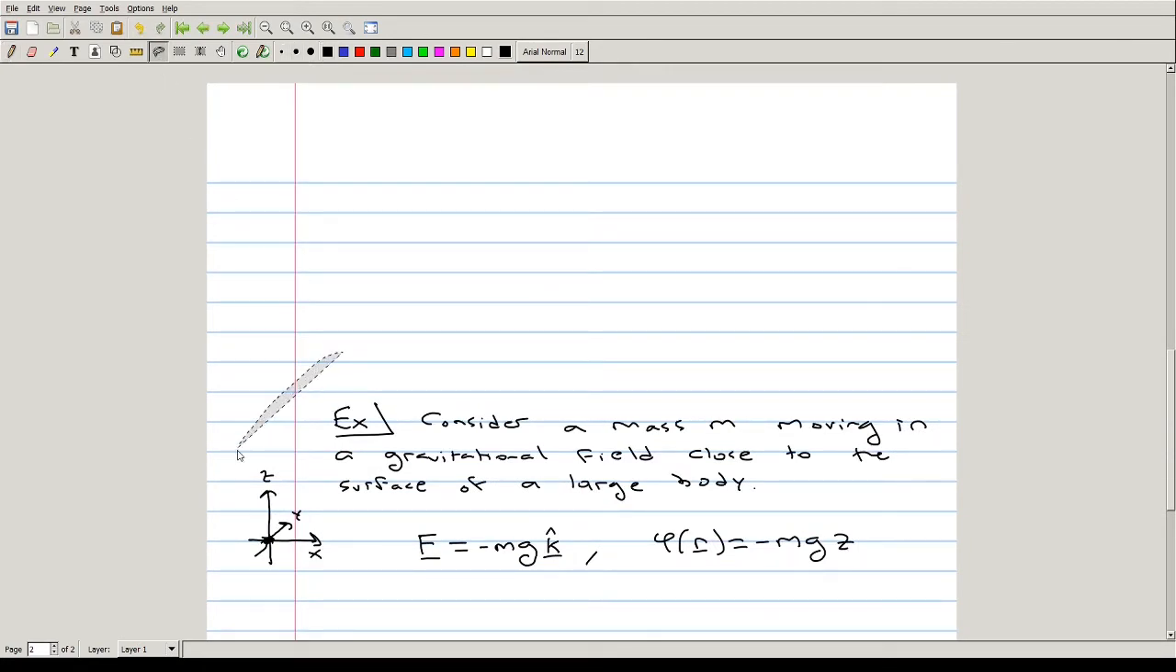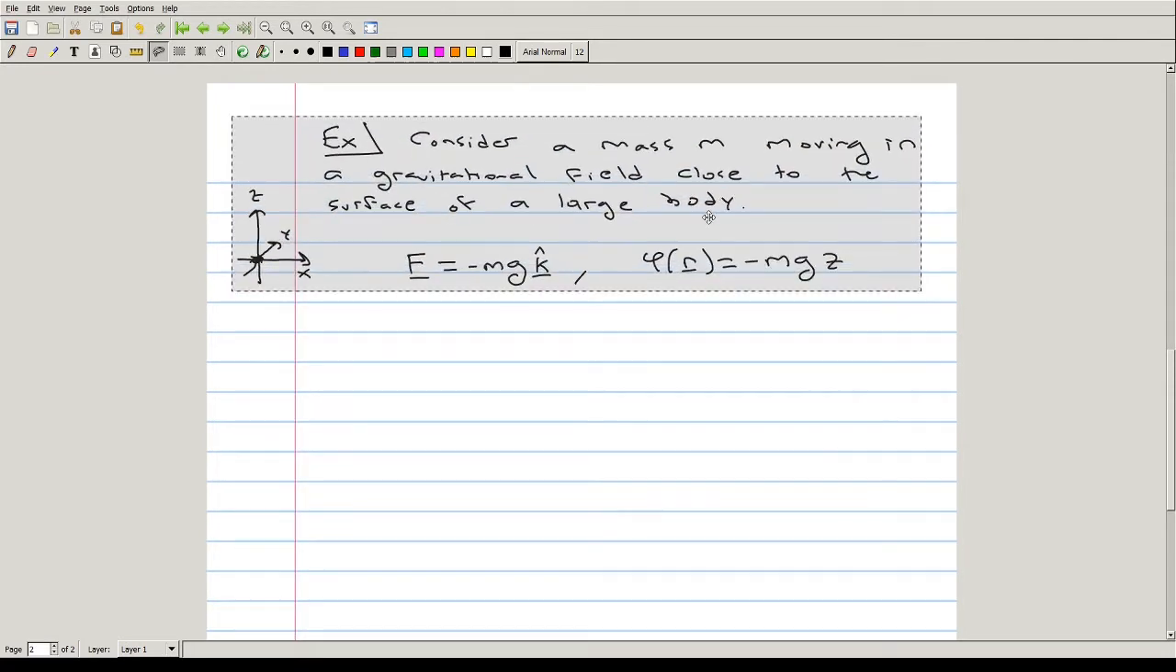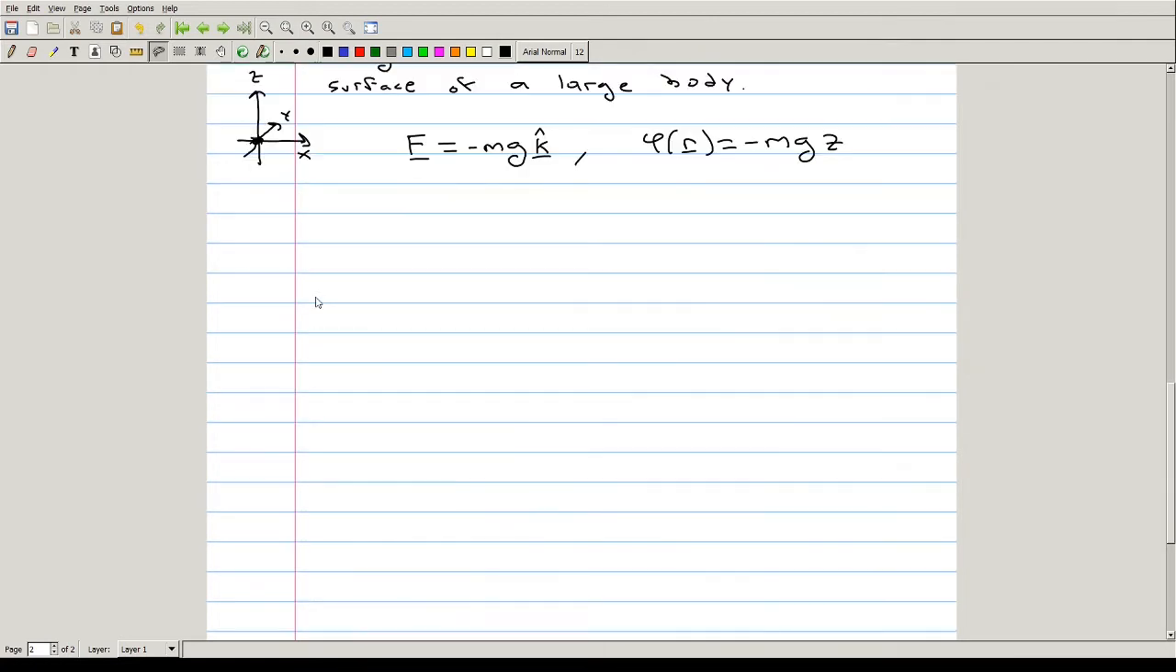So back to the example, when we consider this example right here, we'll consider the work done to move a mass m in a gravitational field over two separate paths. So we'll consider the following two paths. And these will be relatively simple paths.